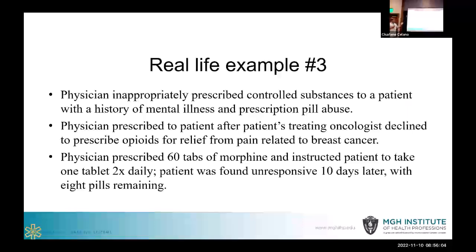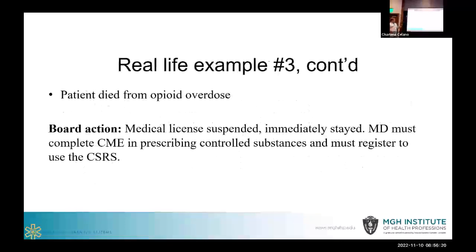There were 60 tablets of morphine given, written for BID dosing. But the patient was found a little more than a week later unresponsive in the home and had taken a significant number of those pills. So again, a bad outcome for the patient. That patient actually died from the opioid overdose and had an unrecognized, untreated opioid use disorder. So the medical license for the primary care provider was suspended.